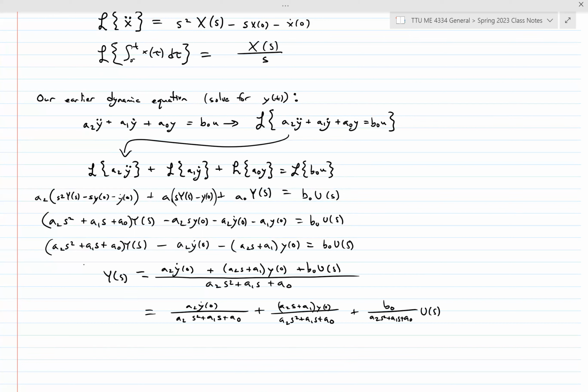Are we done? Did we accomplish what we needed to? What do we need to do for our last step? Inverse Laplace transform, right?